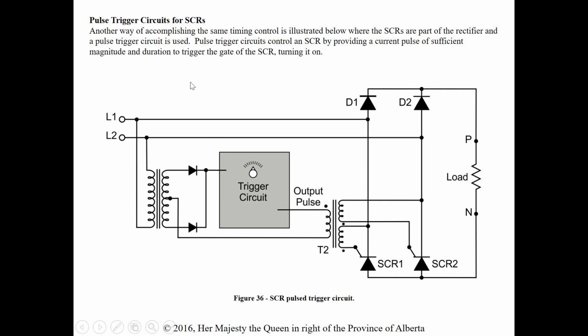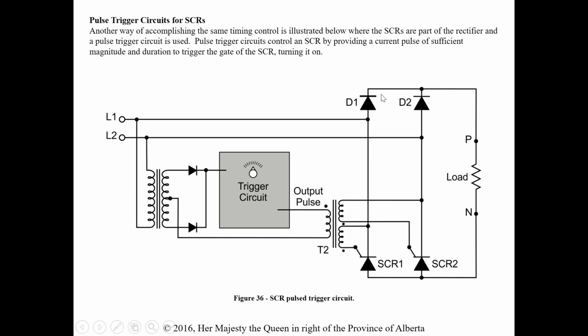For the pulse trigger circuits for SCRs, another way of accomplishing the same timing control is illustrated below, where the SCRs are part of the rectifier and a pulse trigger circuit is used. Pulse trigger circuits control an SCR by providing a current pulse of sufficient magnitude and duration to trigger the gate of the SCR, thus turning it on.